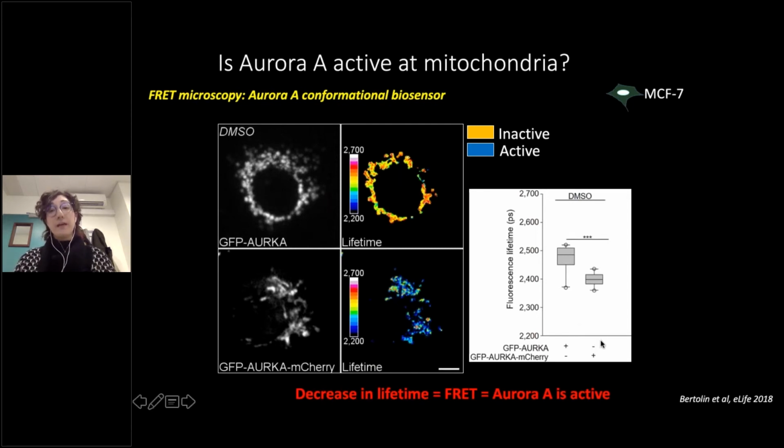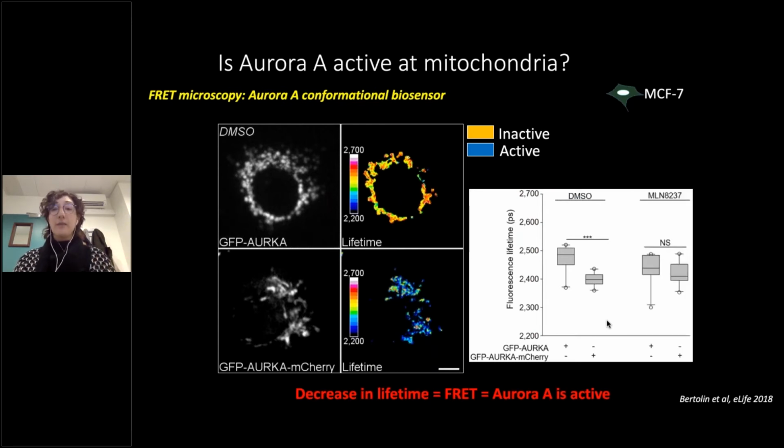And what you have to keep in mind is that the decrease in lifetime equals FRET and equals the activation of Aurora A. And what was interesting in our case was that this FRET, so this activation at mitochondria, was somehow eliminated when we used MLN8237, which is roughly the only inhibitor available for Aurora A that now is in phase 1 of clinical trials. So this compound seems to be quite effective and removes FRET and therefore Aurora A activation also at mitochondria.